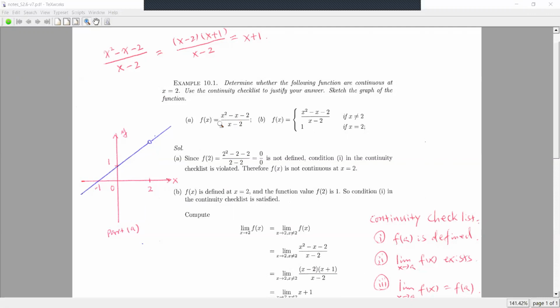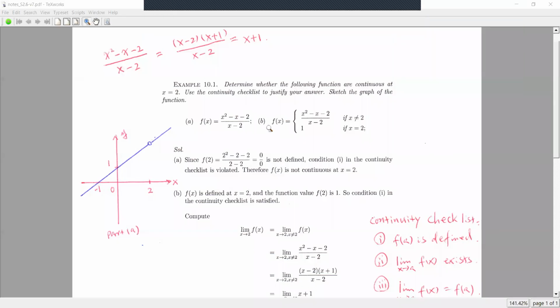While the graph of this function is a line, simplify the function, then we see that this function is equal to x plus 1. The graph of x plus 1 is a line. This function and x plus 1, they are equal everywhere except at a point 2. At point 2, this function has no function value, but x plus 1 has a function value. The function value is 2 plus 1, 3.